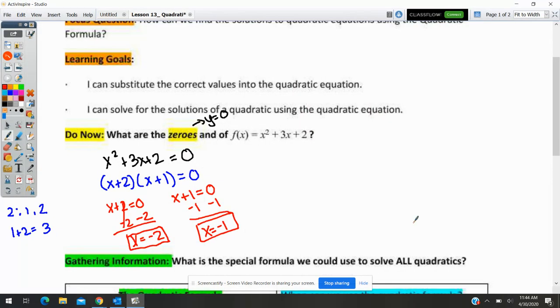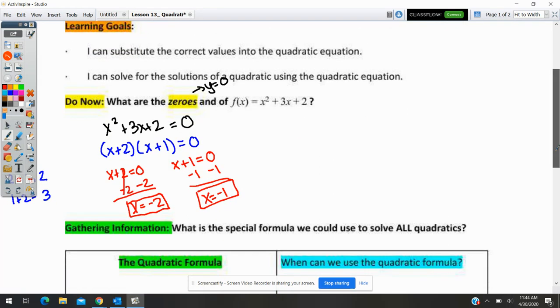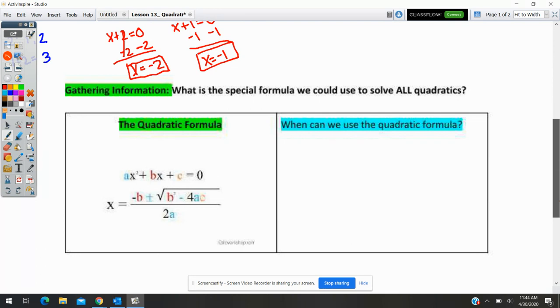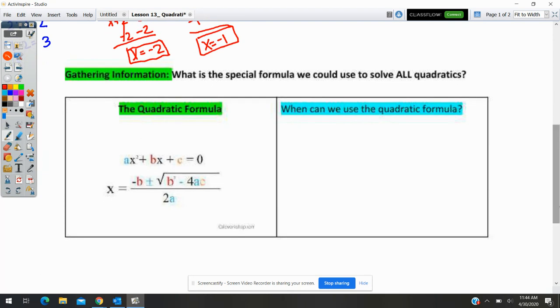Okay, so we're going to move on, and I'm going to introduce to you the quadratic formula. So what is a special formula we can use to solve all quadratics? This is the quadratic formula: x equals negative b plus or minus the square root of b squared minus 4ac, divided by 2a. So it looks complicated, but it's not that bad, okay?